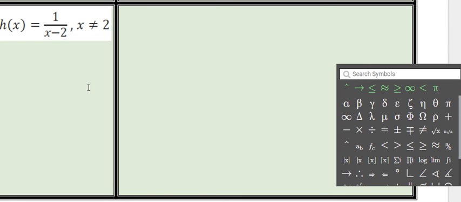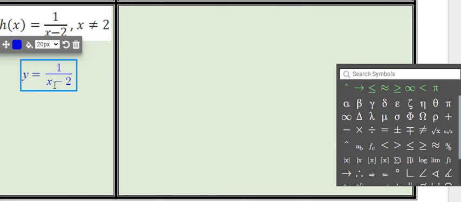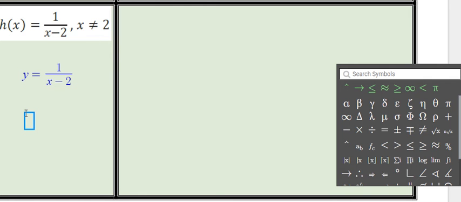Okay, step one to finding the inverse is replace function notation with y. So y equals 1 divided by the quantity x minus 2. Now, once we replace function notation with y, our x and y trade places. So now x equals 1 divided by the quantity y minus 2.